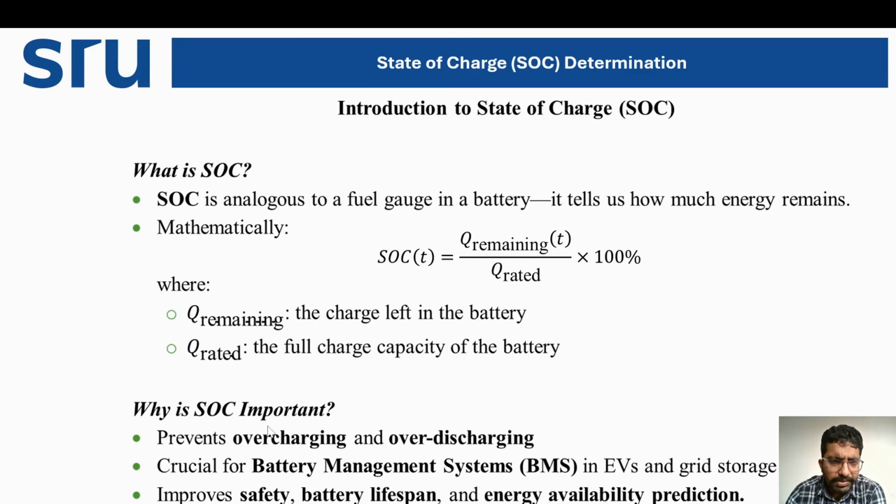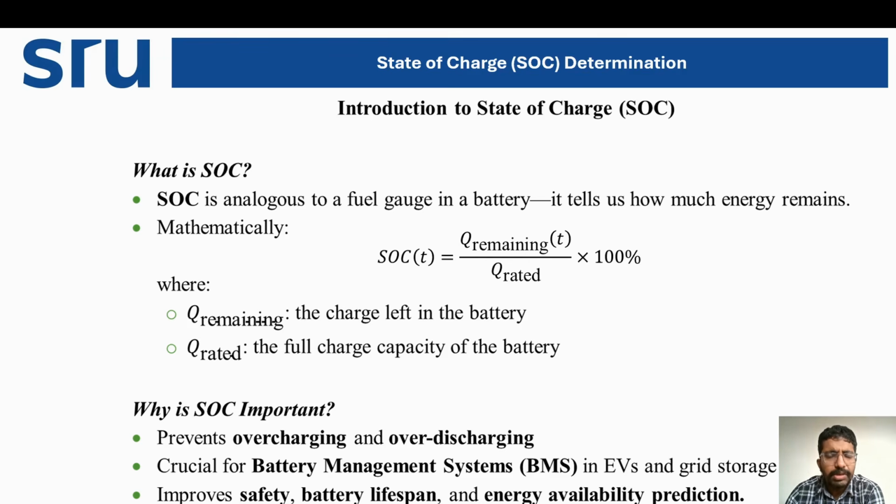So why is the state of charge important? It prevents overcharging and over-discharging. As soon as it reaches 100%, we generally prefer to remove the charger. Similarly, as soon as the battery goes below 20%, or in some cases 15%, some kind of alert or warning signal will come in the laptop or mobile phone. So that is undercharging, and we go for connecting the plug charger. So it is crucial for the battery management system in EVs and grid storage.